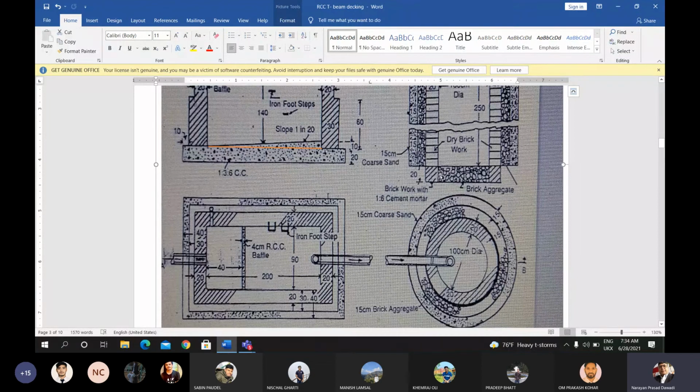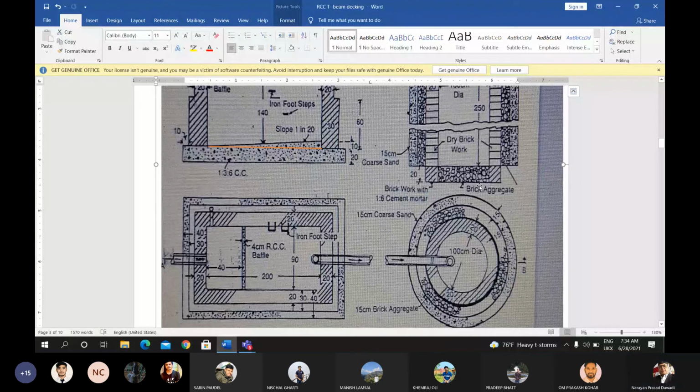This width is the diameter. In the section the rectangular shape is shown here, but this is not a rectangular section. The inside diameter is 100 centimeter. This white portion is the inside diameter, and this part is 20 centimeter, because the brickwork is 20 centimeter in width. This is 20 centimeter.